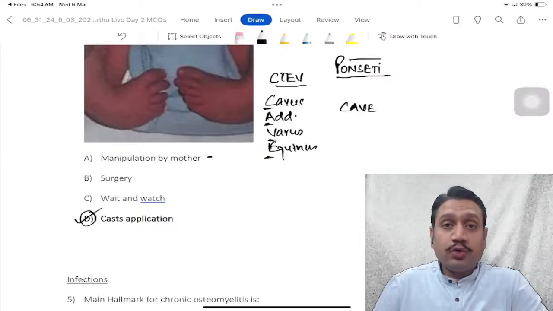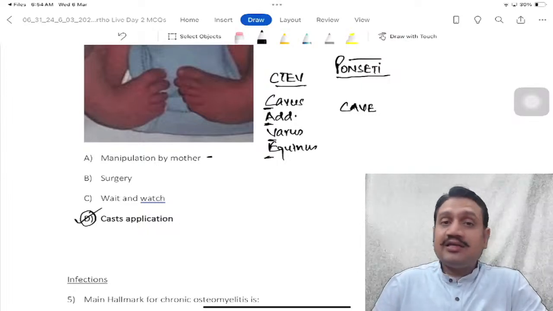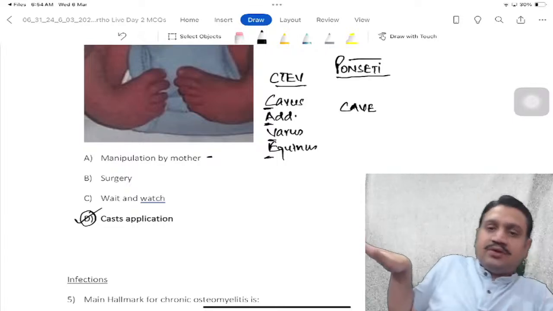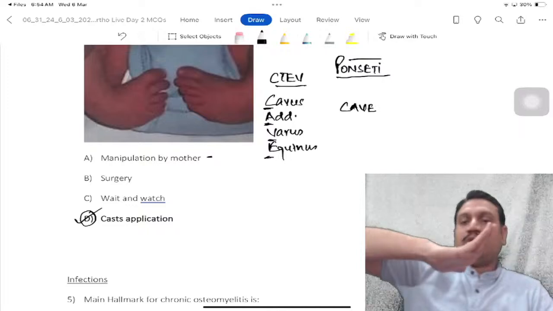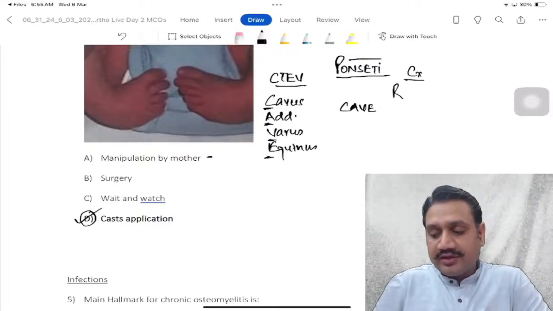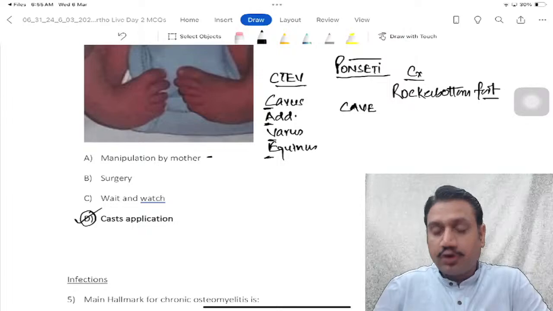And if we don't follow CAVE, there might be a possibility that the foot may break down, and the foot instead of being like this now goes like this. So what exactly is that? That is called a complication which happens here. It is called the rocker bottom foot. That would be rocker bottom foot.